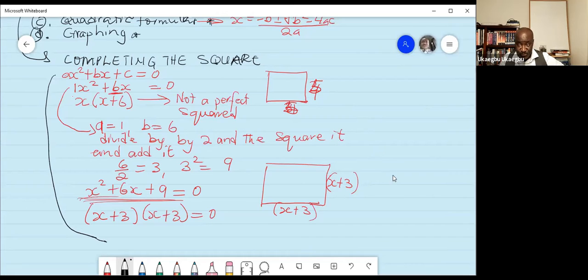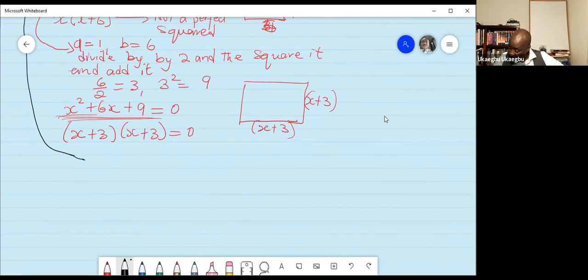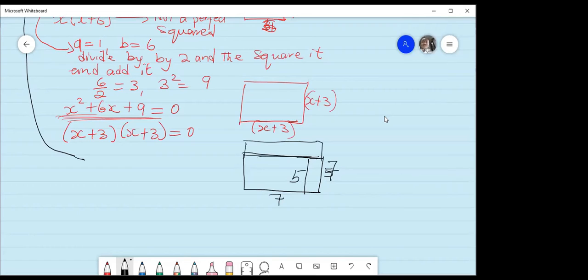For example, let me use this as an example. Let me draw another object now. If I draw this and say that this is 7 and this is 5, and I want to create a perfect square out of these, what do you think I should do? You have to either add 2 to this to make it 7, or you take away 2 from this to make it 5. Am I making sense? Yes. So it's just a technique.